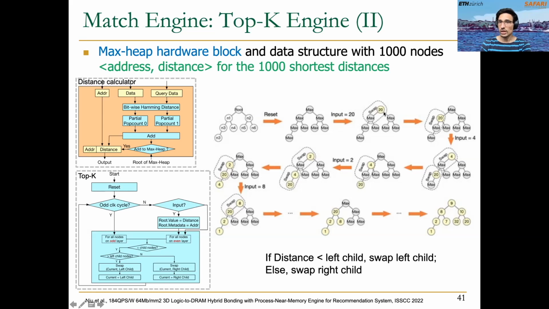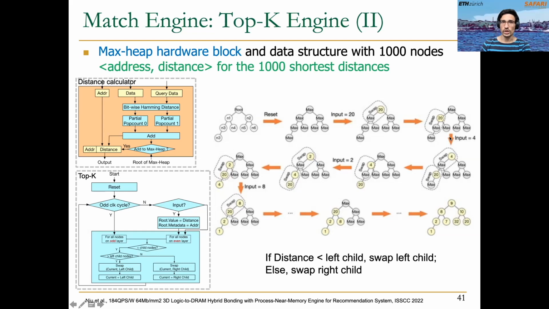And now, cycle after cycle, we compare the distance to the left child. If it's less than the left child, then we swap with the left child. If not, we swap with the right child. So first comparison here, 20 is less than max, so we swap. Here again, we compare 20 to max, so we swap. At this point, we receive another input.